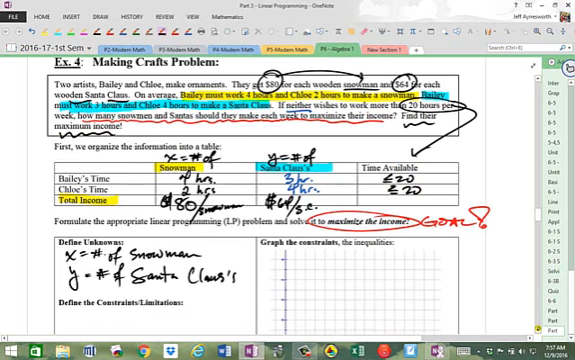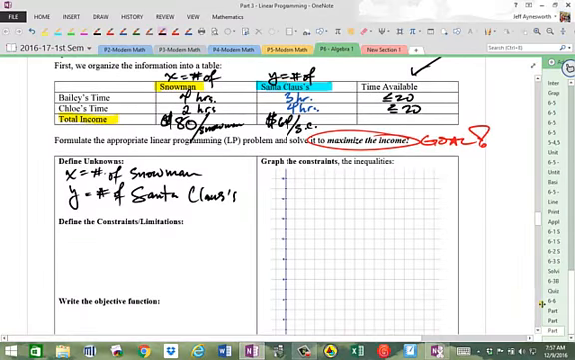So let's go ahead and interpret here and form a system of constraints and limitations, because we have a limitation on Bailey's time and a limitation on Chloe's time as well. So we have 2 constraints here that we have to start off with. So Bailey's time and Chloe's time. Those are the first two initial constraints.